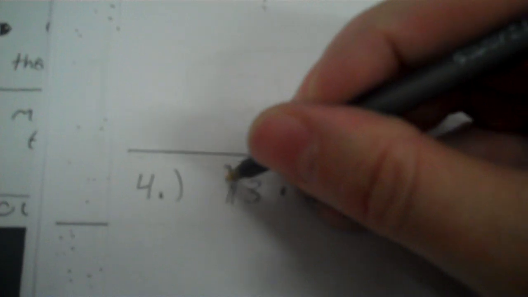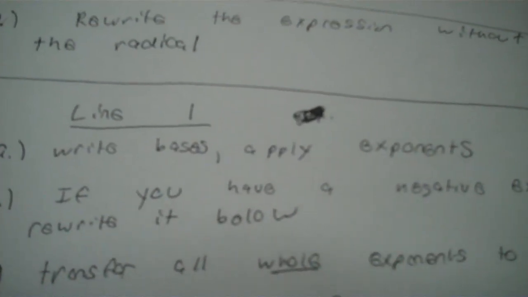Okay, number 4, I gave you a little hint there. Get your line set up. Rewrite the expression without the radical, but you need 2 of them because you have a square root and a cubed root, so a half and a third. Both of them contain 3. Write the bases, apply exponents.